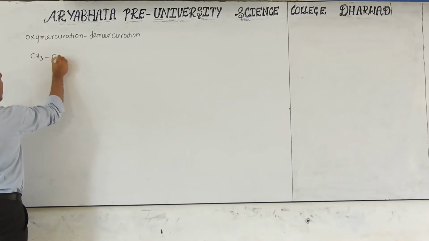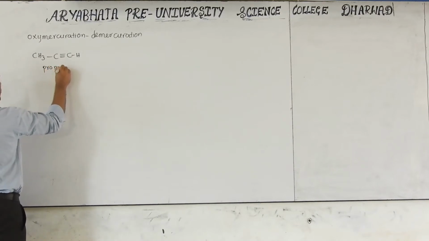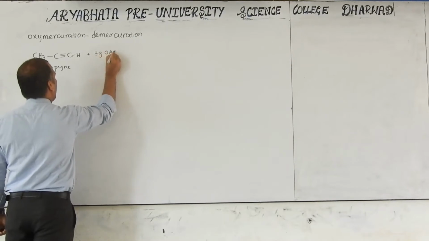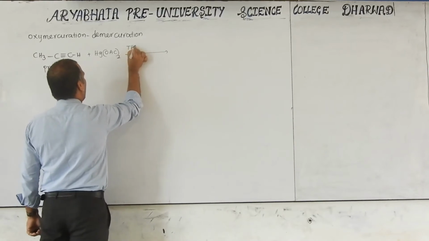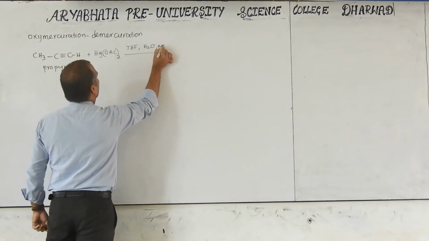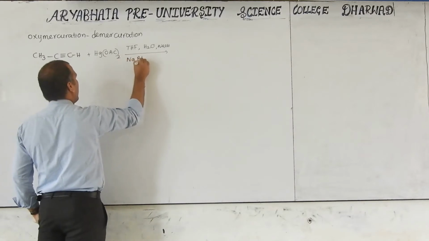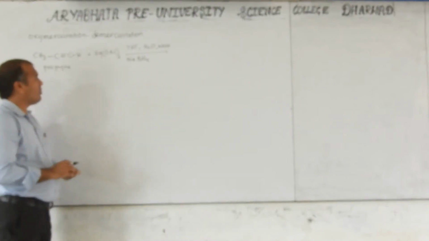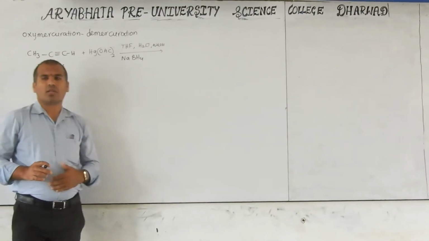Now we have CH3 C triple bond CH. This is propyne. This propyne reacts with HgOAc, THF as a solvent, water molecule, basic medium, and NaBH4, sodium borohydride. This is the setup for oxymercuration and demercuration, and we studied it in the alcohol chapter already.